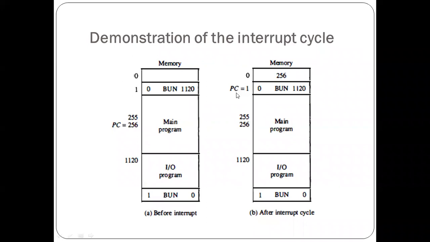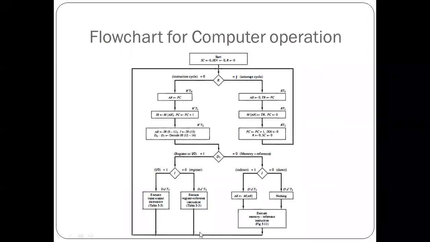Now if you combine both interrupt cycle and instruction cycle, this is how your flowchart looks, the complete computer operation flowchart. Initially, your SC, IEN and R bits are 0, and we check R. Right now R is 0, so it will enter the instruction cycle. The instruction cycle starts with fetch, which has 2 micro operations. First, transferring the contents of PC to the address register, because the address register is the only one connected to the memory.